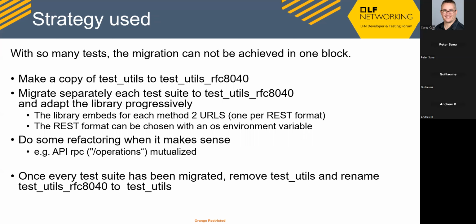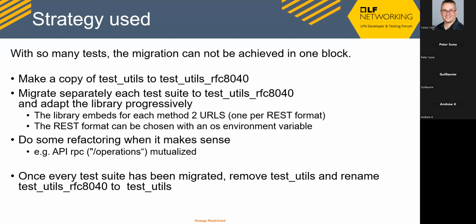Since we have a common library called testutils to map the REST calls in a method, we can make a copy of this library and call it testutil RFC8040. This way, we progressively migrate one test route at a time to this new common library, adapt it progressively, and enhance it with new REST calls.